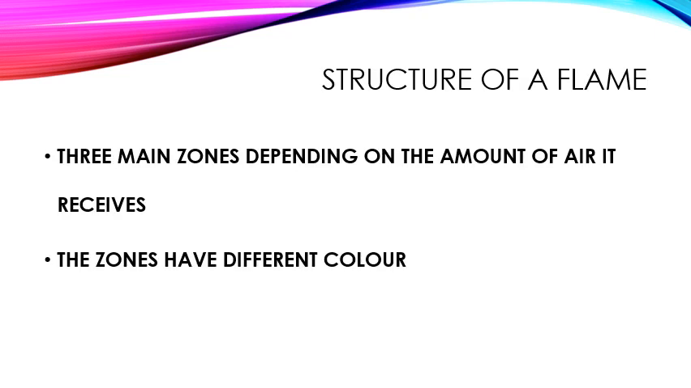Structure of a flame. Light a candle and observe its flame. You'll find that it is spindle shaped and has different colors in different regions. The flame has three main zones depending on the amount of air it receives. The zones have different colors.